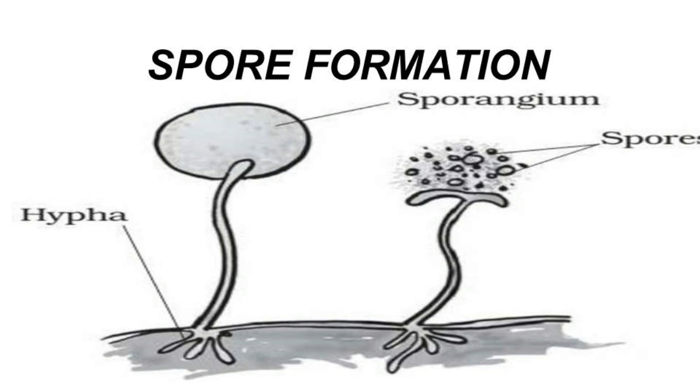During these conditions, non-flowering plants like algae, fungi, and ferns produce spores. They germinate into a new plant when favorable conditions return. This process is called spore formation.